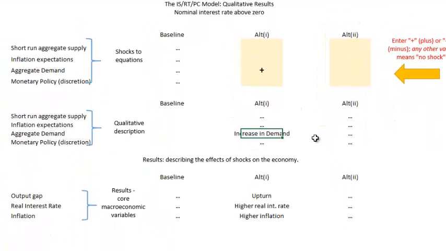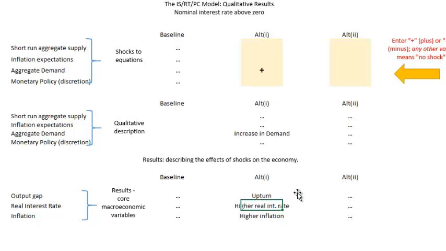In our table that describes the results, you can see that both the output gap and inflation have increased. We've also assumed that the central bank has kept to its Taylor rule. It raises interest rates in real terms in order to restrain demand and inflation, to keep the economy from overheating.